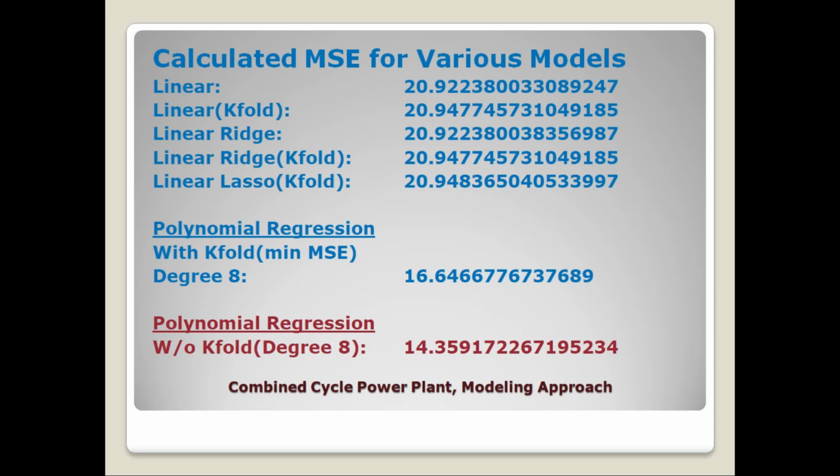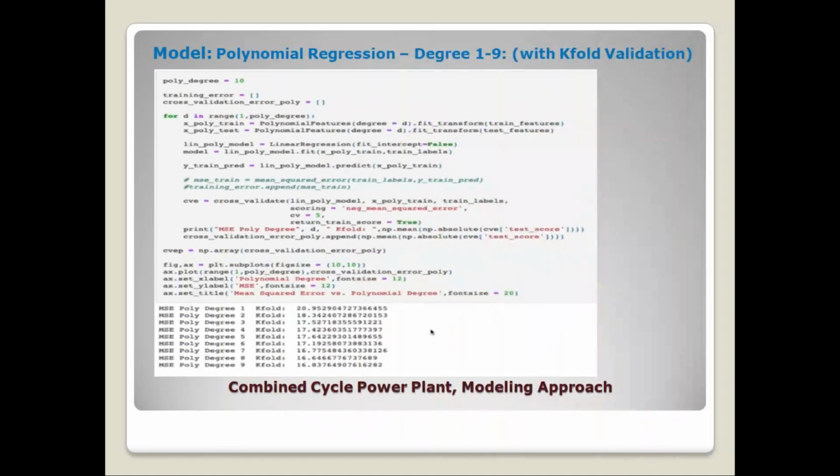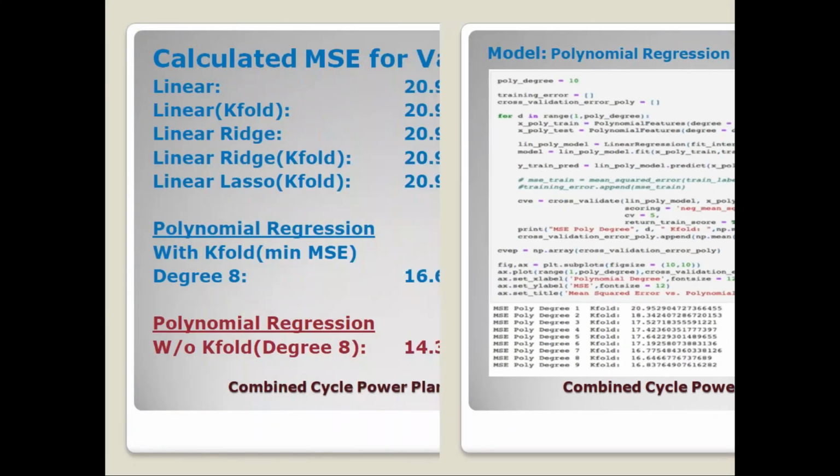As we see for polynomial regression with k-fold, the minimum MSE we got is 16.646677 and a few more decimal values ahead. This is the minimum MSE value we get, which is at degree 8. As you can see here, from degree 1 to degree 8, all the MSE values are going lower, but as soon as degree 9 comes into the picture, the value goes up. So we can consider that degree 8 is the best in polynomial regression.